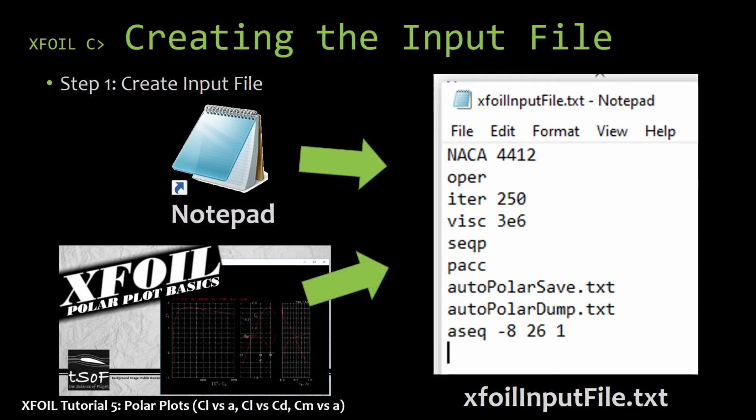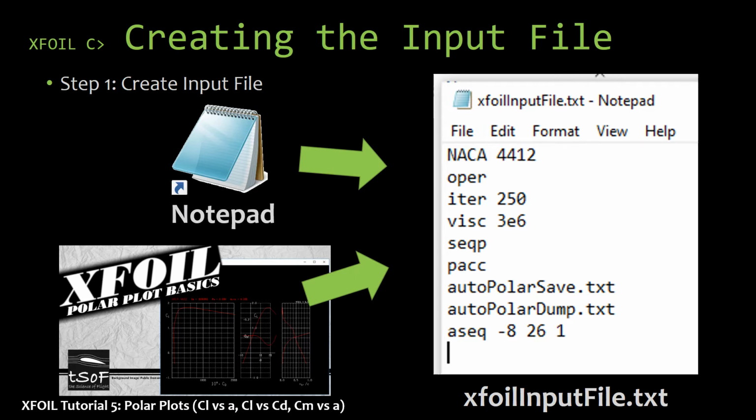So the first thing I'm going to do is start by specifying an airfoil, and that is just by typing NACA, a space, and then 4412 and hit enter. After that, I'm going to type in OPER. This will bring me down into the OPER menu. Hit enter. Then I'm going to type in ITER with a space and then 250. This will increase the number of iterations before Xfoil gives up trying to solve the problem.